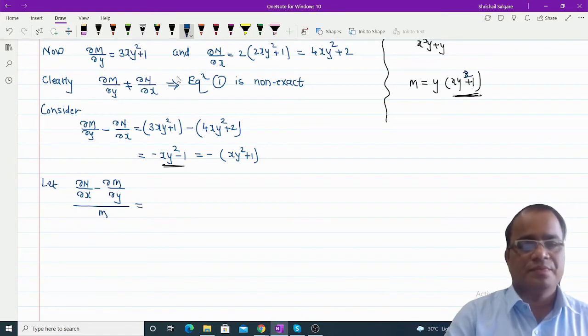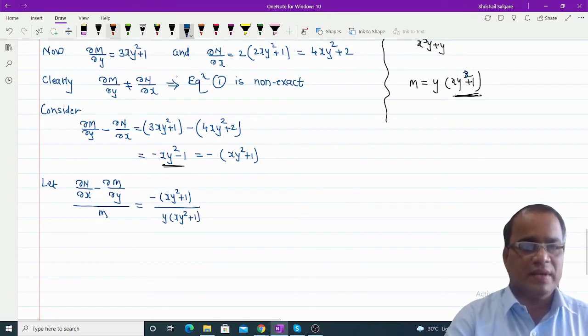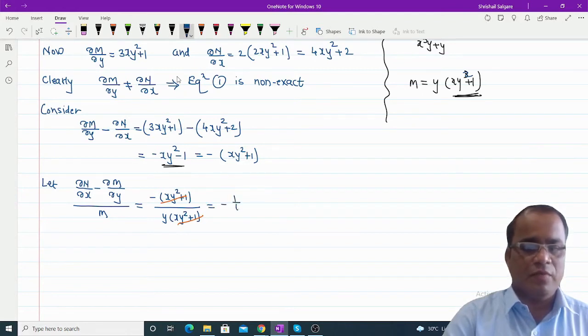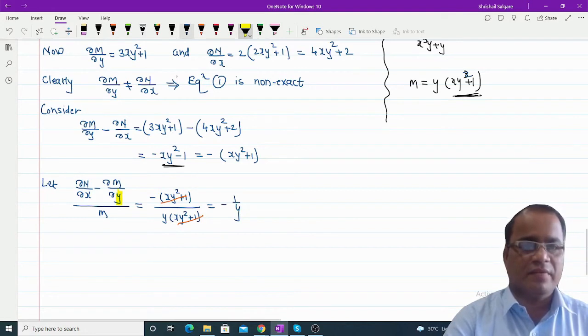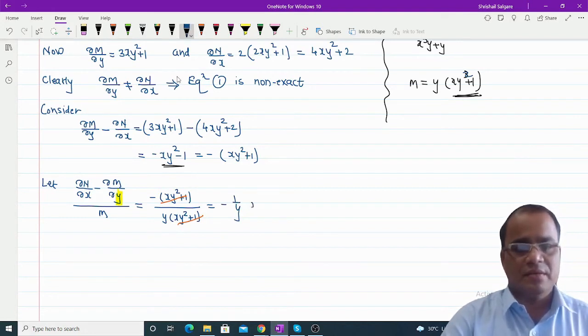It becomes minus x y square plus 1 divided by m is y into bracket x y square plus 1. So this term gets cancelled. So it will come as minus 1 upon y, which is a function of y alone, and that is our requirement.